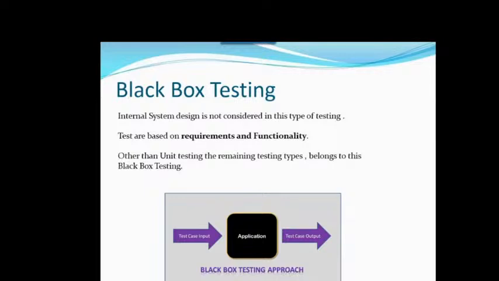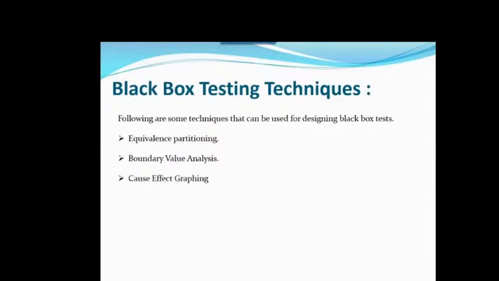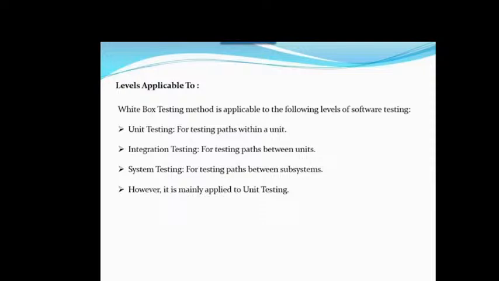Other than unit testing, which I told you is done by the developer, the remaining types belong to black box testing only. So in real time we are the black box testers, the functional testers. We need to check the functionality, and whether the application is working as per the given requirements and functionality. Is it clear? Anybody have any questions?